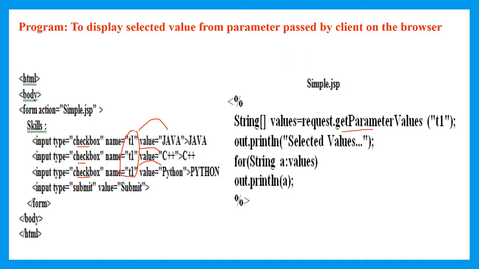Now assume that I have selected Java and C++. When I submit the button, the control will move from the HTML page to the JSP by making use of the form tag along with its values. Now the Java and C++ values have been passed to my file called simple.jsp. Now I want to read the input parameter passed by the client by making use of getParameterValues, a method which reads the multiple values passed under the same parameter name by the client. This is a method belonging to the request interface.